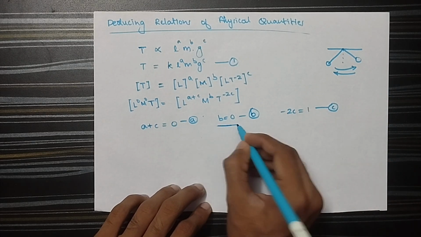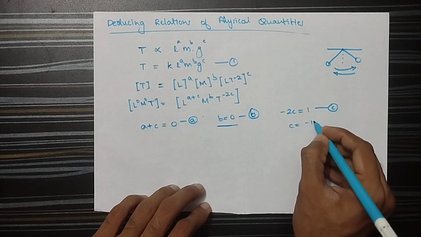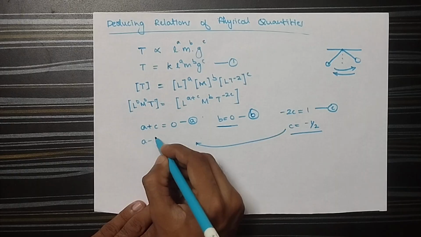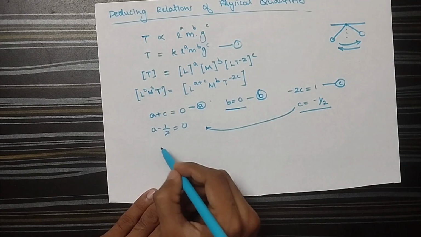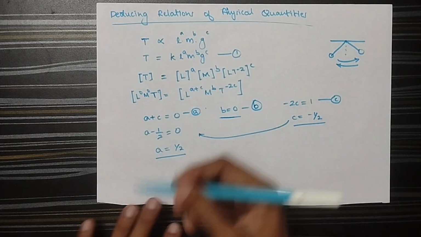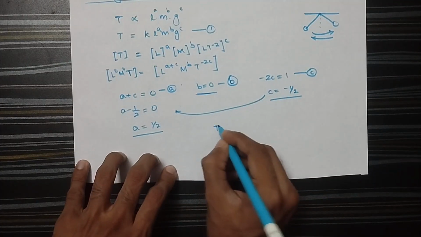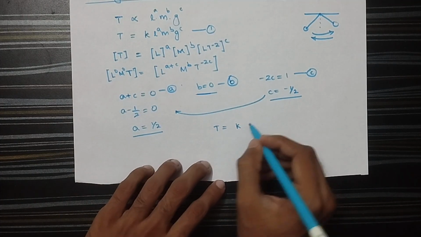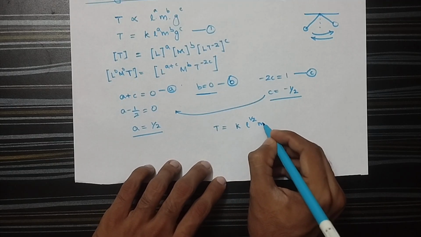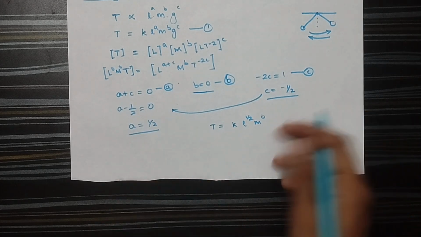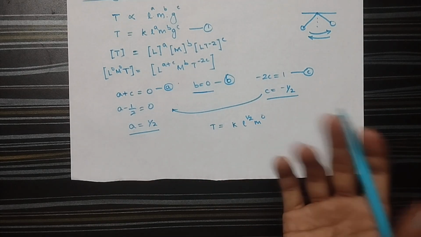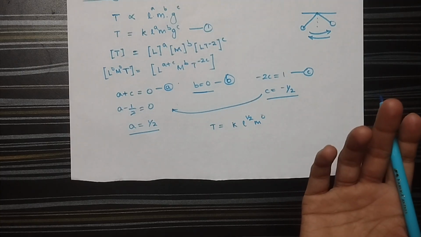So we got b already. Now we can find c. c is equal to minus 1 by 2, right? Putting c into this equation, we get a minus 1 by 2 equal to 0. So a is equal to 1 by 2. So we got a, b, c. Put in equation 1. T is equal to k times L raised to a, a is 1 by 2, M raised to 0. So it's independent. M raised to 0 means 1. So that means it is not dependent on the mass of the bob. Our assumption in the question was wrong. It's not dependent on the mass of the bob.